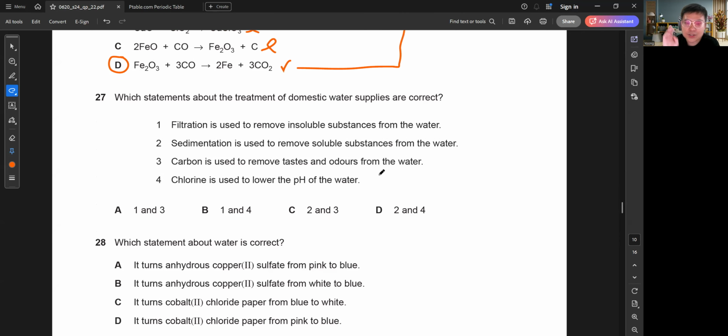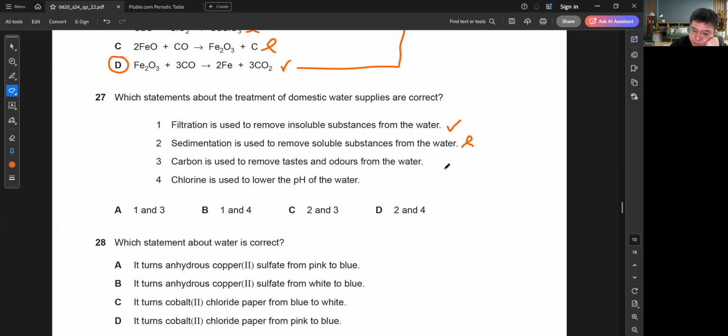27. Which statements about the treatment of domestic water supplies are correct? Okay, let's read through. Filtration removes the insoluble. Sedimentation is used to remove soluble? No. Sedimentation allows the insoluble to sink to the bottom. That means we leave the water there for a long time until everything sinks down. Then we just take the top part, which should be the clean part.